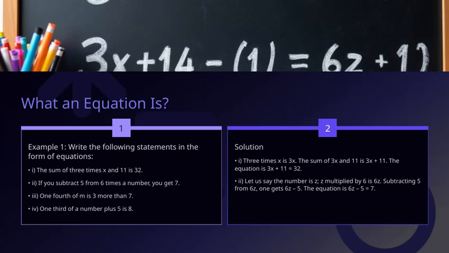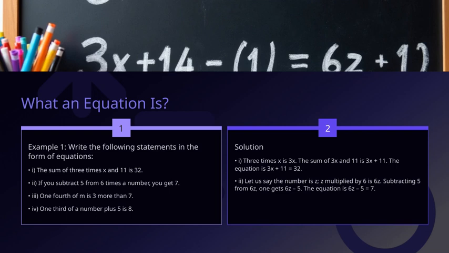Let's explore what an equation is through some examples. First, consider the statement, the sum of 3 times x and 11 is 32. To turn this into an equation, I think about what each part means. 3 times x is simply 3x. Then, the sum of 3x and 11 becomes 3x plus 11. Since this sum equals 32, we write it as 3x plus 11 equals 32. That's our first example.